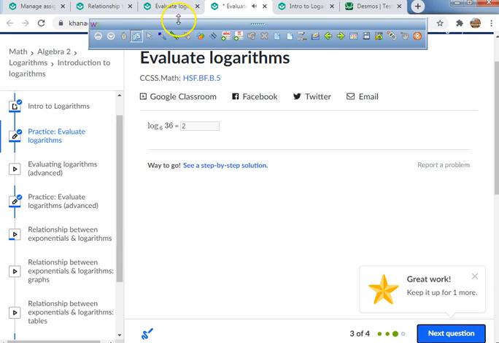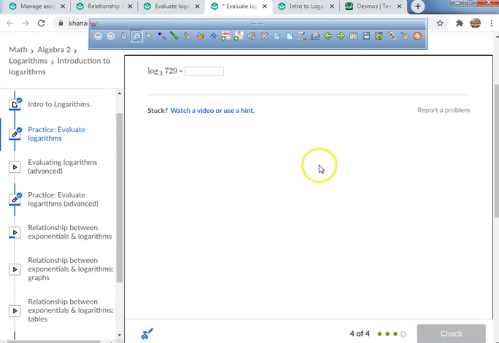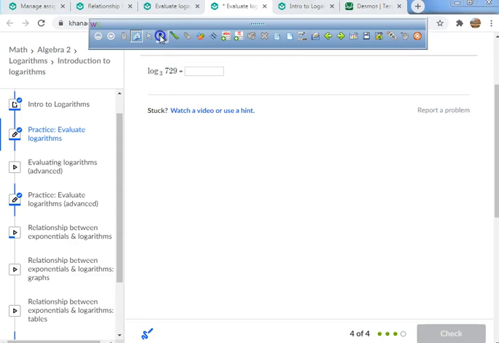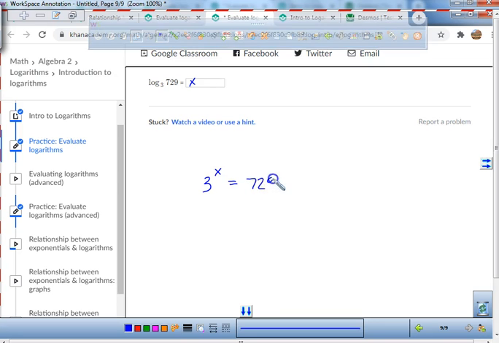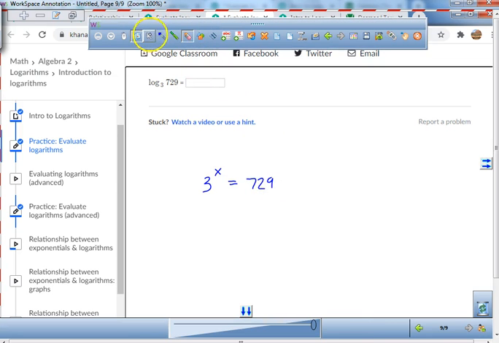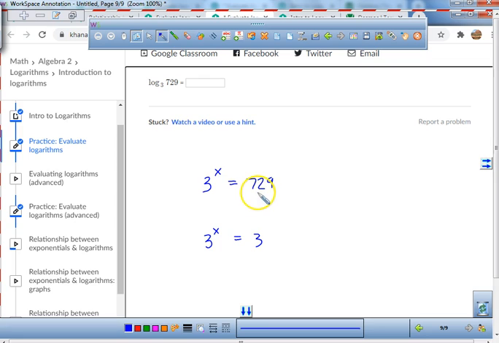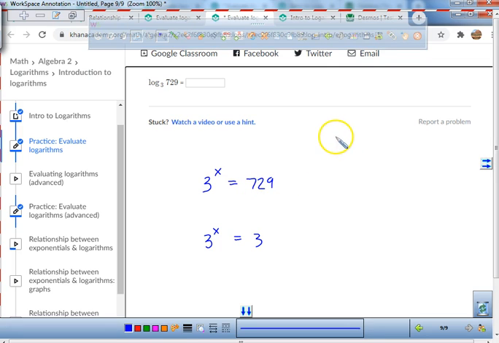All right, so those are pretty easy. I mean, when I say easy, it's like they can't really get any easier. Now this one's a little bit harder. If we want to change it to exponential form, we're going to go 3 to the power of x equals 729. So basically, what do we have to figure out? We have to figure out 3 to what power is 729. Does everybody know your 3s?